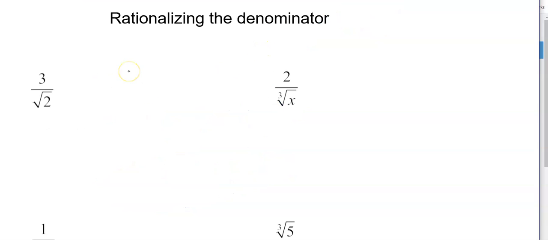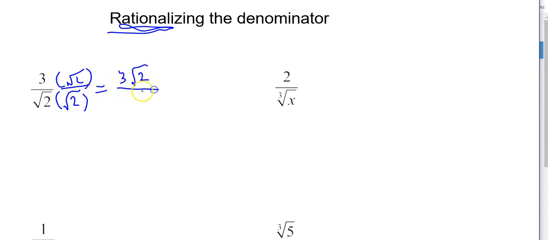Rationalize the denominator. So the denominator needs to be a rational number. So square root of 2 is not rational. So this one's pretty easy. Just multiply by square root of 2 over square root of 2, which is really like multiplying by 1. So it doesn't change the value of this, but it does change the form.